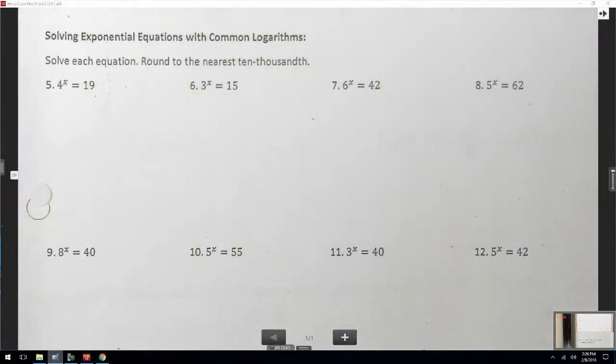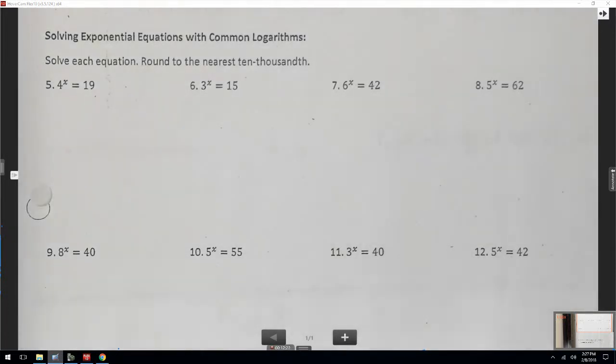But look at number 5. We do not know a power of 4 that gives me 19, right? We know a power that's close to 19. What power is close to 19? 4 to the second would give me how much? 16. So I know my answer is going to be 2 point yada yada yada. I know that already.